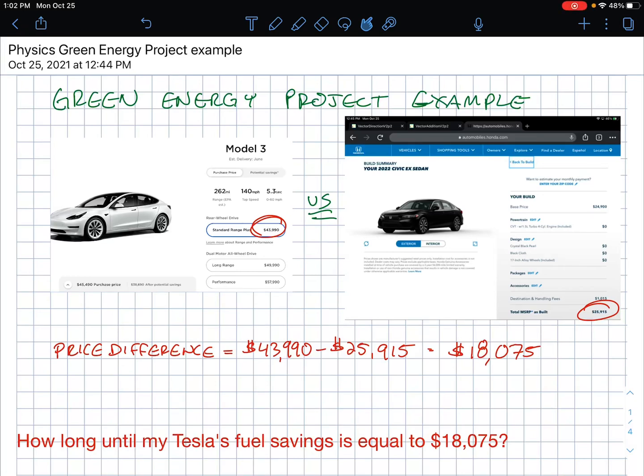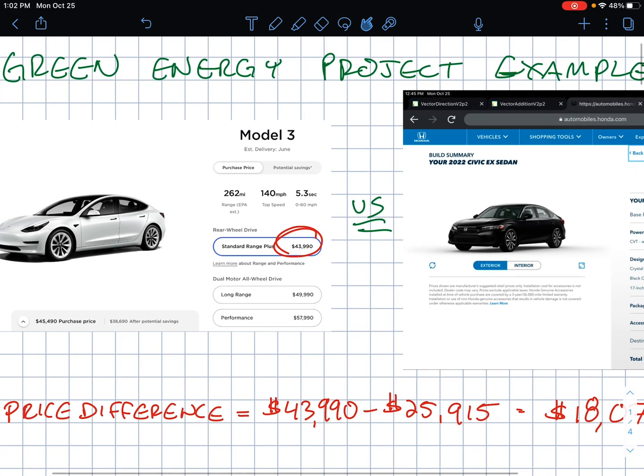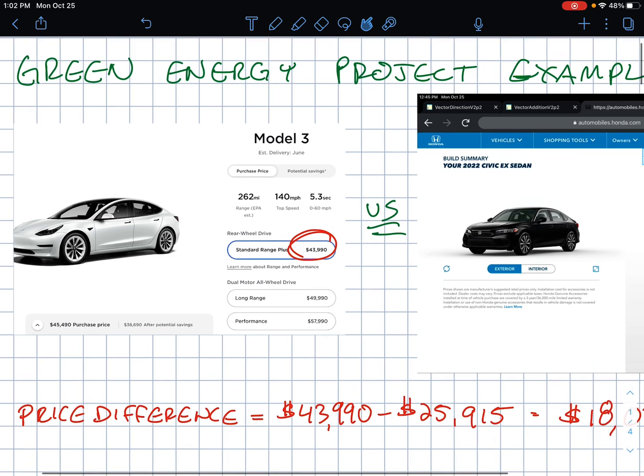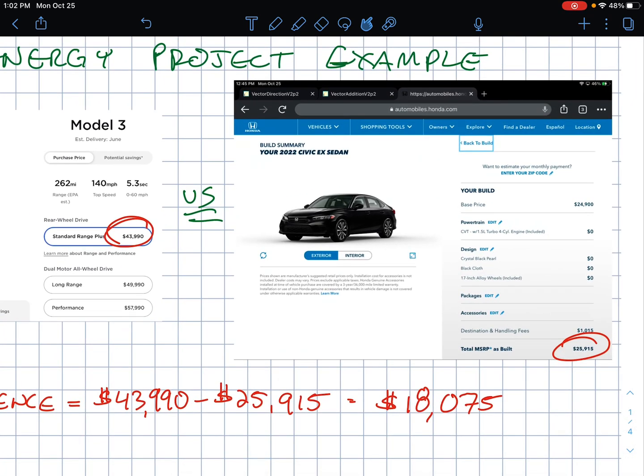All right, y'all, so this is going to be an example of how you could set up your green energy project. For my example here, I'm going to look at the cost difference between providing the energy in the field for an electric car. I'm just choosing the base model Tesla Model 3, and a typical gasoline car. So I'm looking at kind of a base model Honda Civic right there.